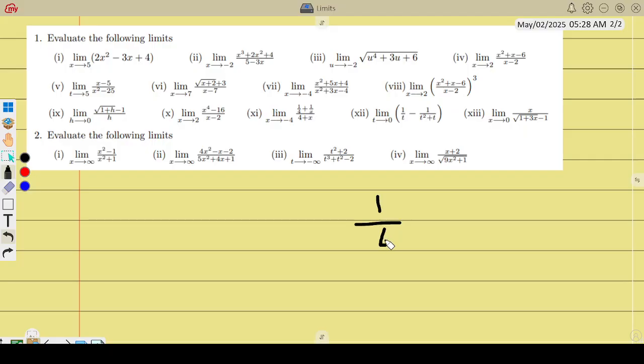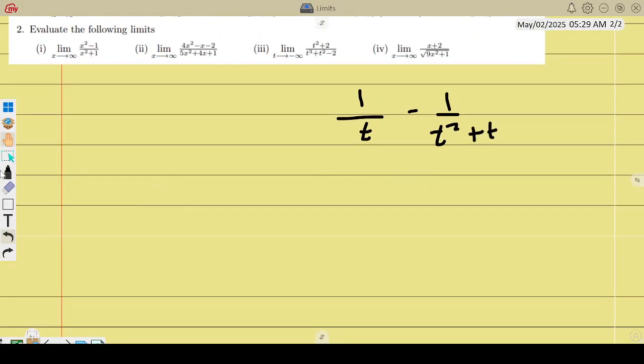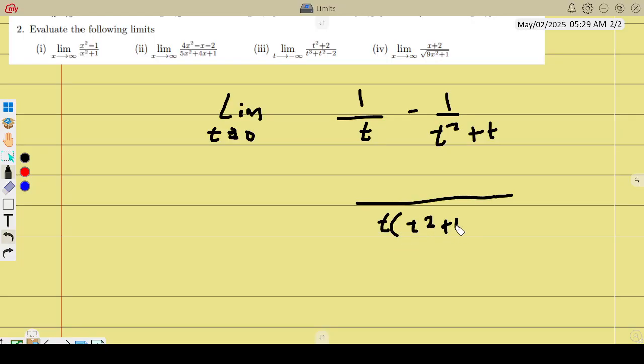So this will be 1 over t minus 1 over t squared plus t. And then we make it as a single fraction. I'm just doing this as a summary. I know that you understand. t is approaching 0. So when we express it as a single fraction, this will be t times, we'll just write t, and then t squared plus t.